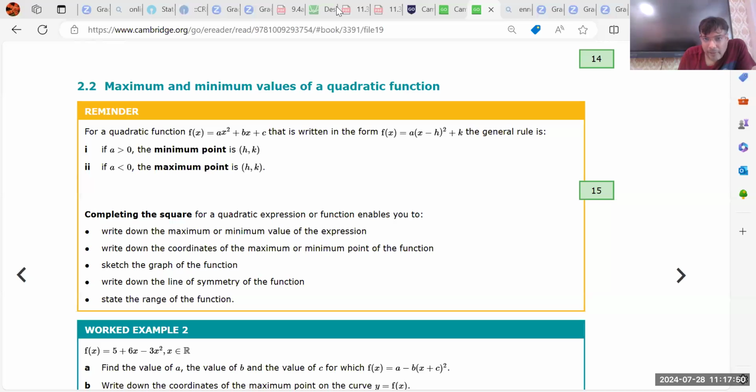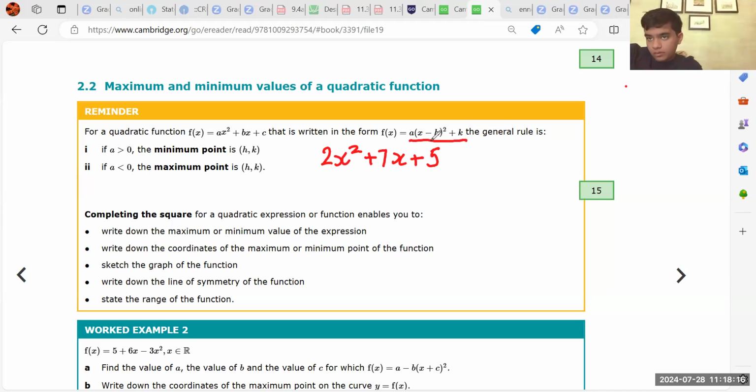So every quadratic equation, मैं आपको कोई भी quadratic equation दूं, suppose I give you 2x square plus 3x plus 7. Can you write it in this form? Yes. How will you write it in this form?